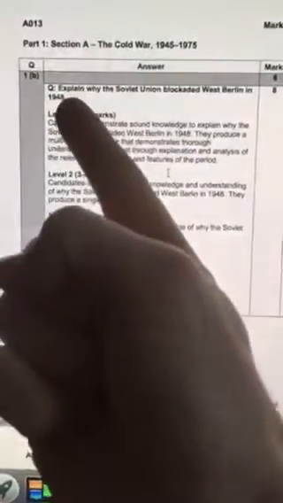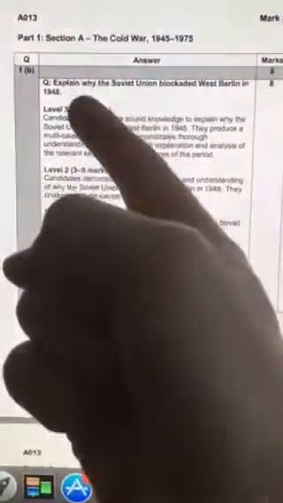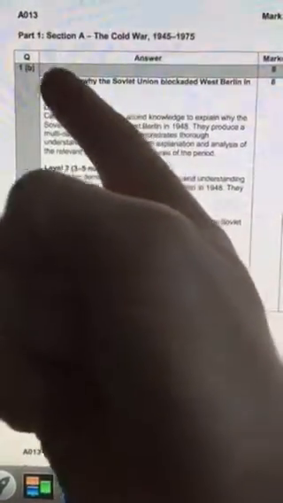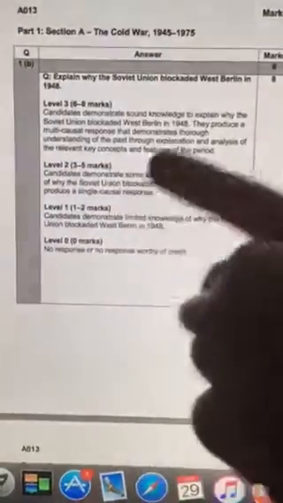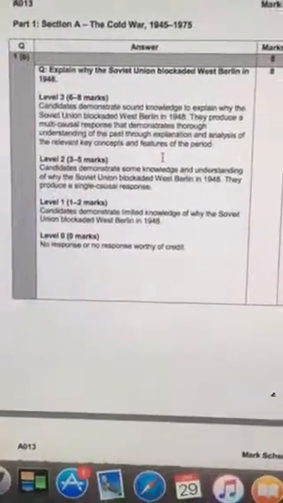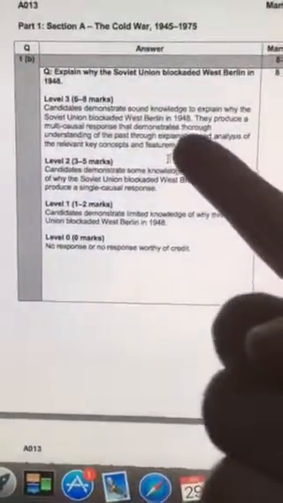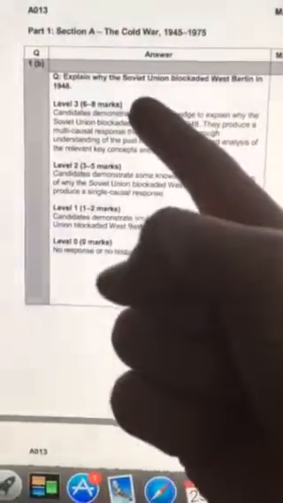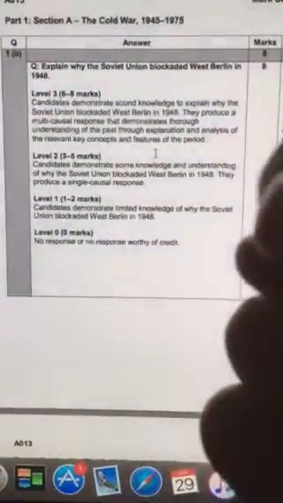Now in this case, and it's the same for the Cold War for this one, you have to explain why the Soviet Union blockaded West Berlin in 1948. Well, you start with one reason why the Soviet Union blockaded West Berlin was, and then in your next point you make another reason was. If there is another reason, you've got to try and think of as many different bits you can put down in your answer. So focus on the question. Use keywords from the question in the start of your answer.